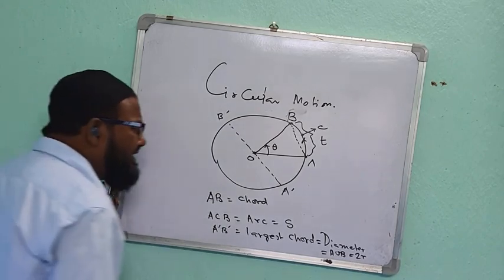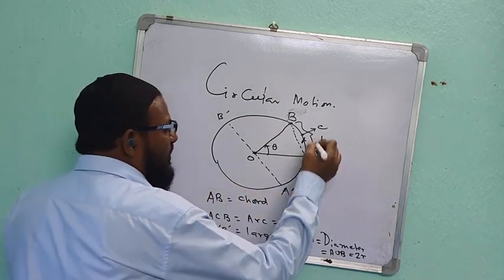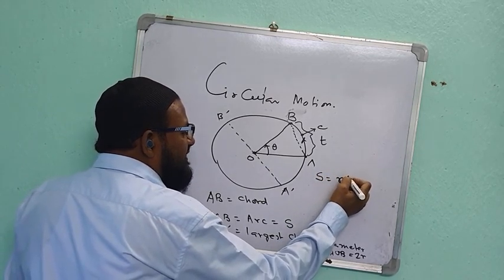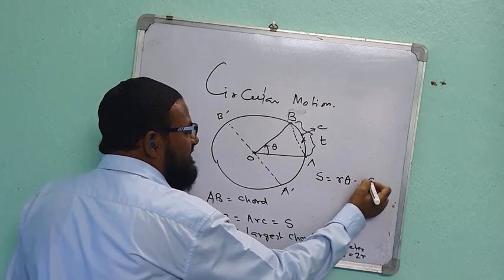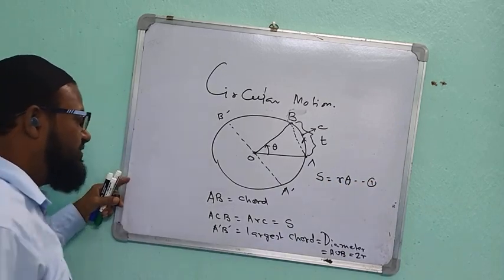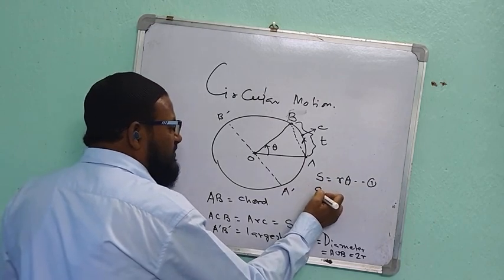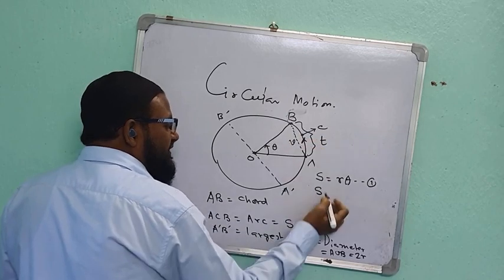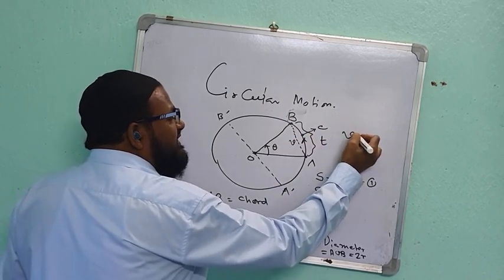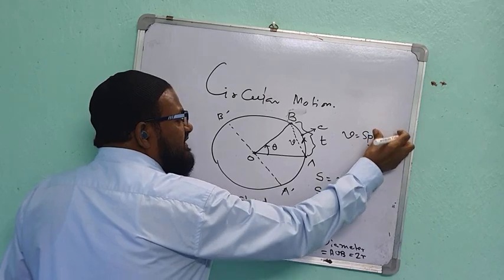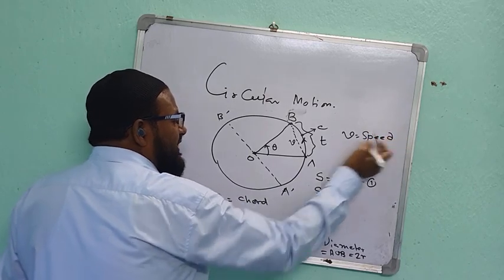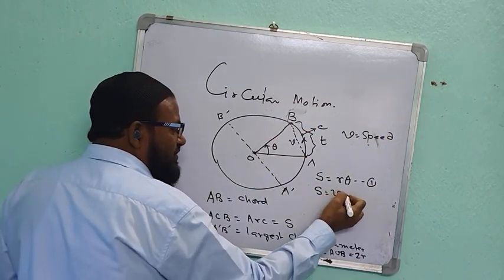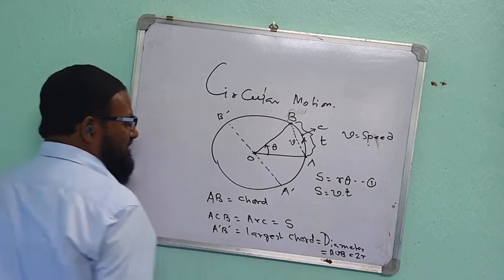Now, in this case, one thing is important. First equation: S equal to R theta. This is equation number 1. Second equation: S equal to V into T, where the body is moving in this direction with, suppose, speed V. Direction is not considered, I am just considering the magnitude.